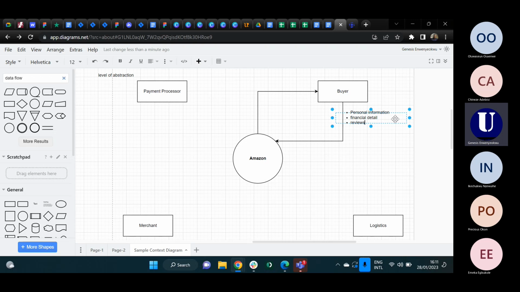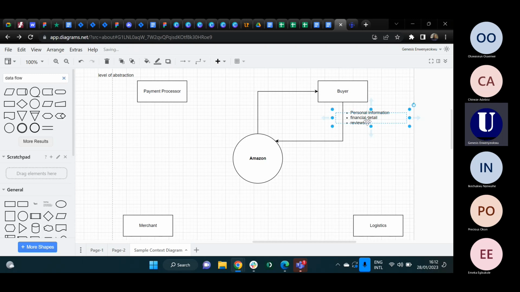Things like financial detail, maybe their card details if they want to do online transactions rather than payment on delivery. Even if it is payment on delivery, they come to the app to consent that they have received the item, and Amazon automatically initiates the transaction with the payment processor, and their account is deducted and all of those things. So on a simple form, straightforward: personal information, financial detail, reviews, right?